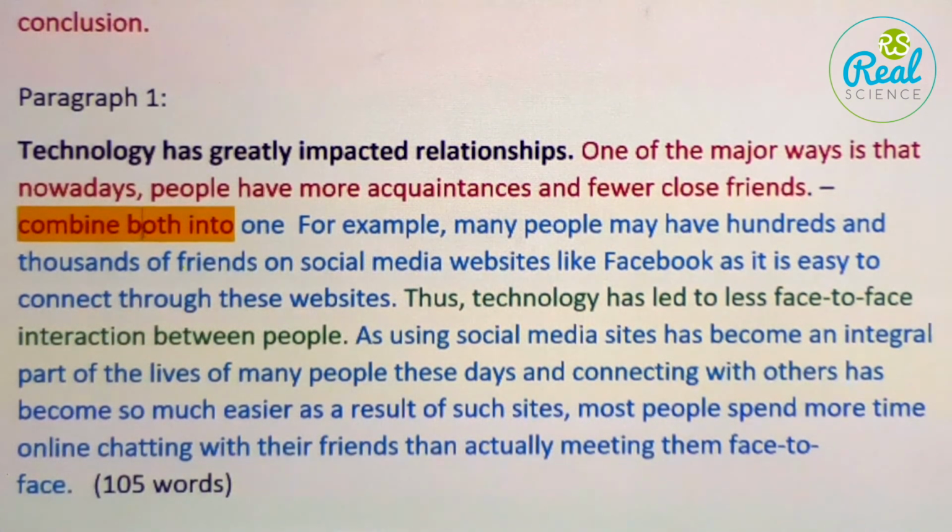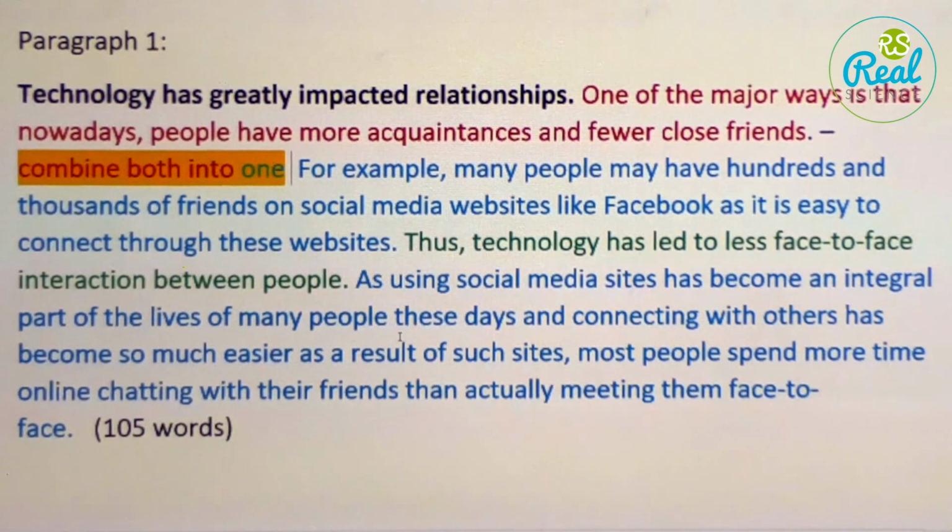Okay, one of the major ways is that nowadays people have more acquaintances and fewer close friends. It would be better if the student combined the first and second sentence together and made it shorter. But now it looks like you can pass with this essay. If you have a chance, I would advise you to combine them. And after that, we have an example. For example, many people may have hundreds and thousands of friends on social media websites like Facebook, as it's easy to connect through these websites.